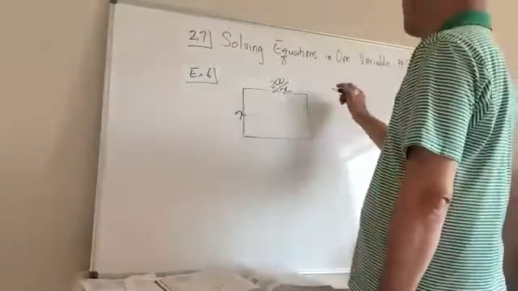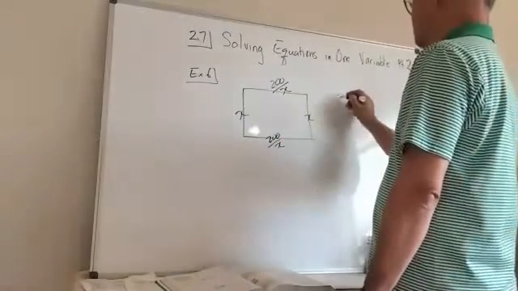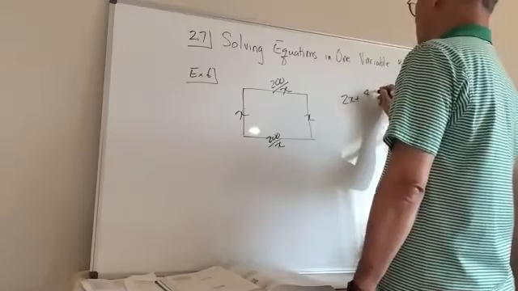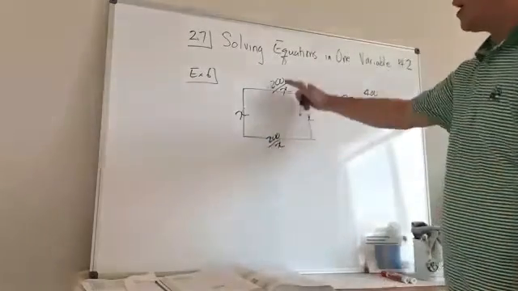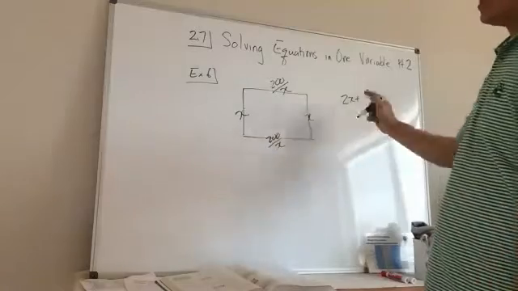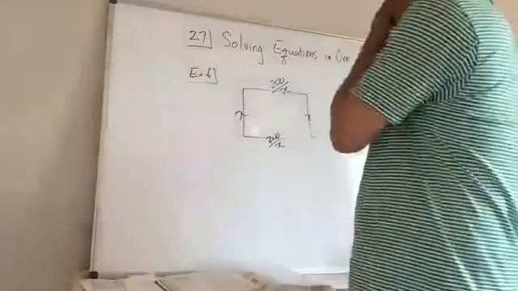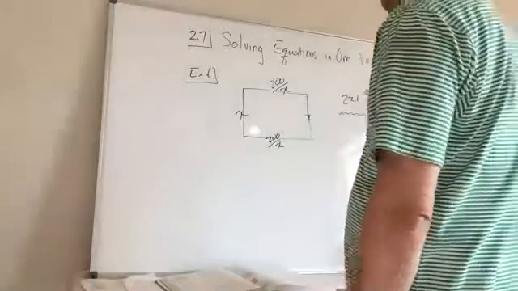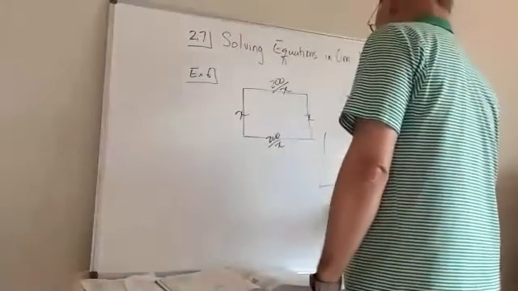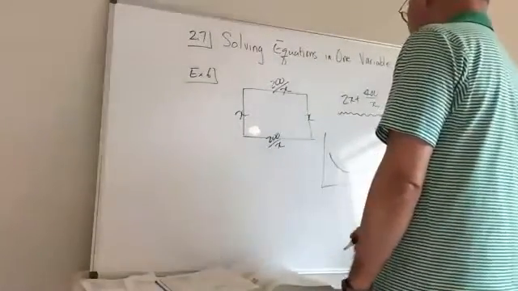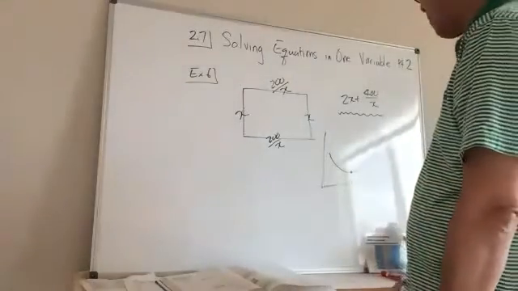So the perimeter is going to be 2x plus 400 over x, because I can add these two together to get 2x, and I add these two together to get this term. I want to know when this is at its minimum. So I'm just going to put this in the calculator and graph it. If I graph it, I get a graph that looks like this, and I'm going to find right here where it's the minimum.